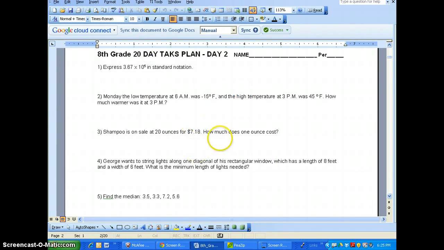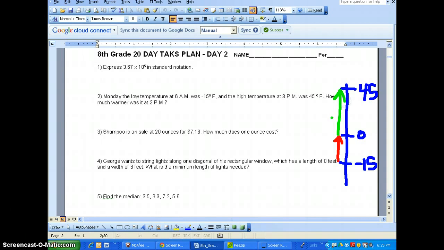Number 2. Monday, the low temperature at 6 a.m. was negative 15 degrees F. Draw yourself a thermometer. Here's 0. At 6 a.m. it was at negative 15 degrees. The high temperature at 3 p.m. was 45 degrees. They want to know how much warmer was it at 3 p.m. Not only did you have to rise 15 degrees here, but you also had to go up another 45. They want to know, what is this total difference right here?